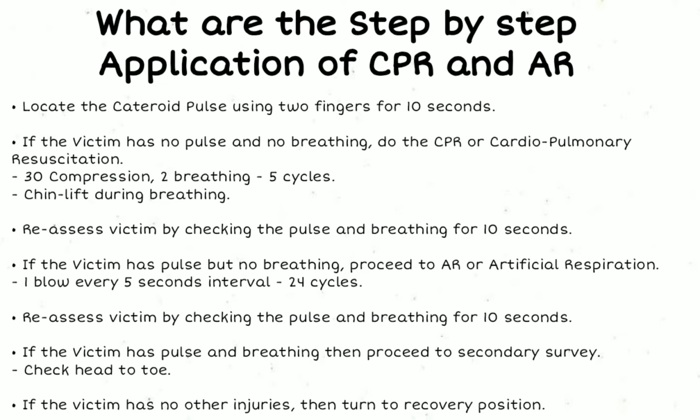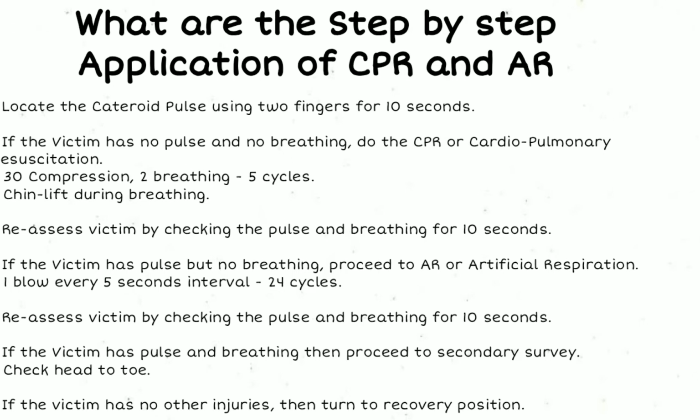If the victim has pulse but no breathing, proceed to artificial respiration. 1 blow every 5 seconds interval in 24 cycles. Reassess victim by checking the pulse and breathing for 10 seconds. If the victim has pulse and breathing, then proceed to secondary survey. Check head to toe. If the victim has no other injuries, then turn to recovery position.